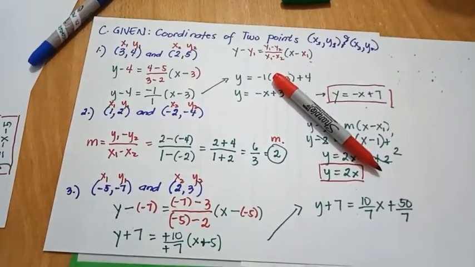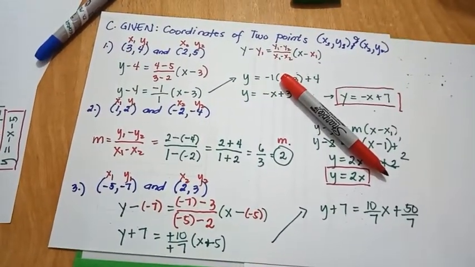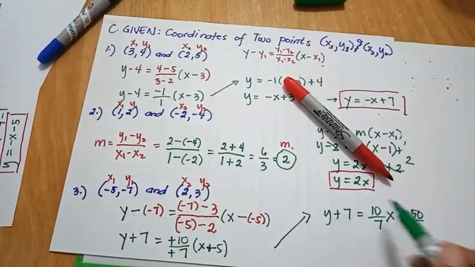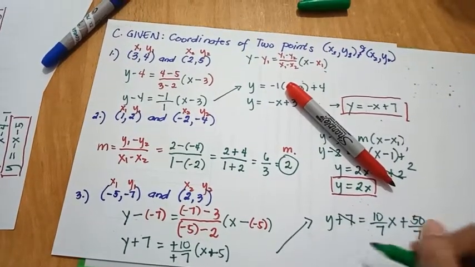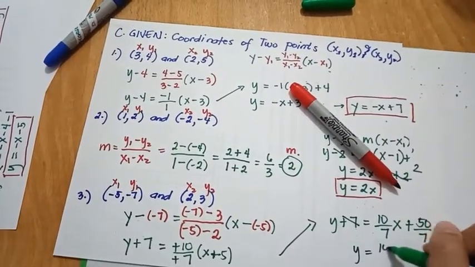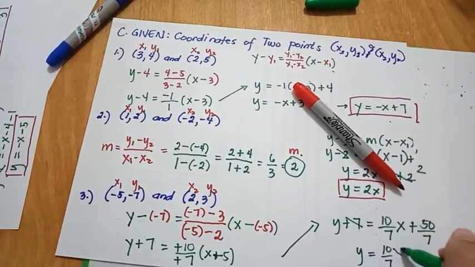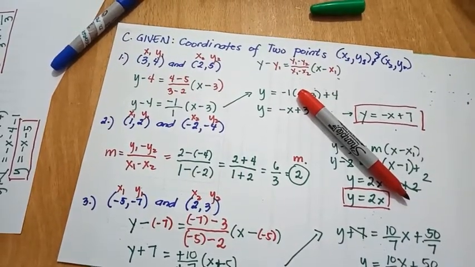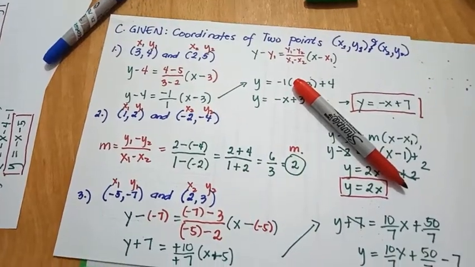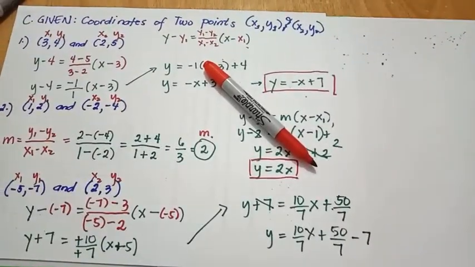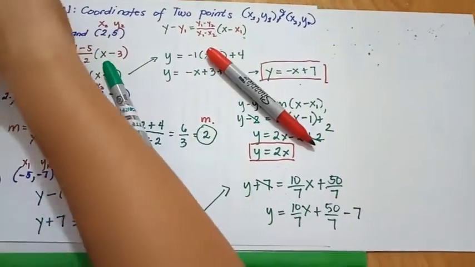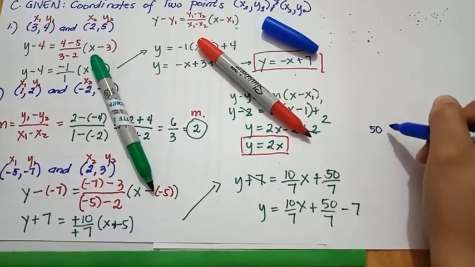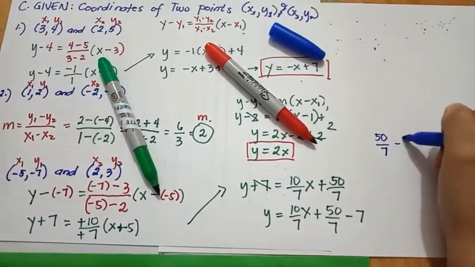Okay, next. So we want to add the similar terms or write our given in slope-intercept form. So we have to transpose positive 7 to the other side. It will become negative 7. So 10, let me bring down the other terms first. So plus 50 over 7 minus 7. Now we have here 50 over 7 and 7 over 1. So let us write this on one side. 50 over 7 minus 7.